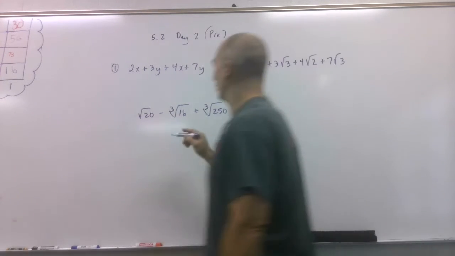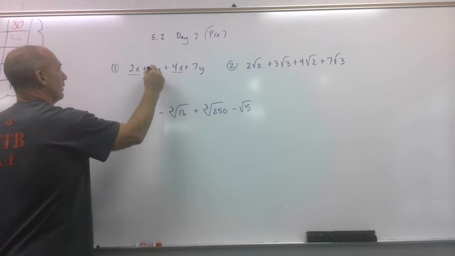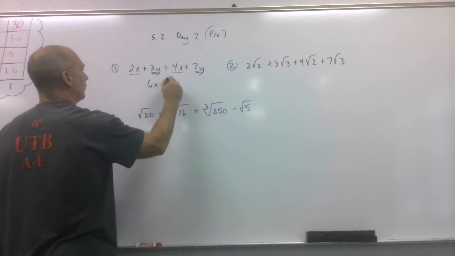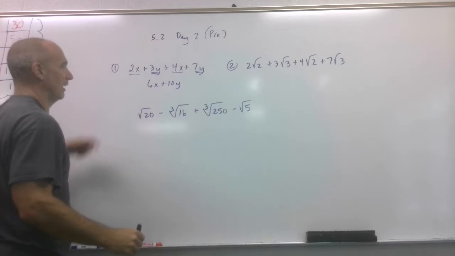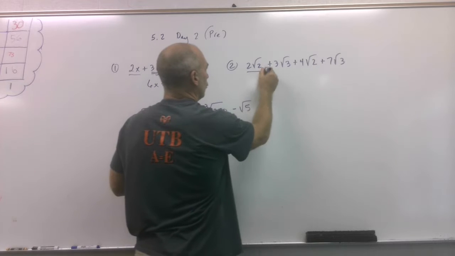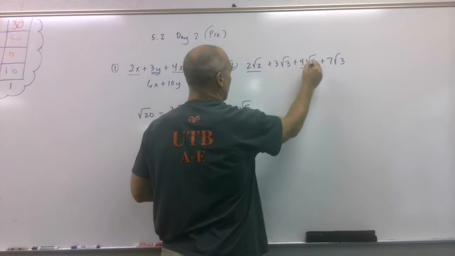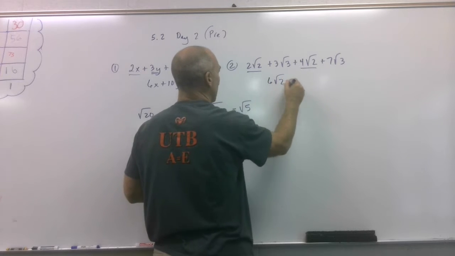And what you guys might be used to is stuff like this. 2x plus 4x is 6x. 3y and 7y gives me 10y. Pretty simple. Take that same concept, apply it to radicals. We got 2 square root of 2 plus 4 square root of 2. That's like 2 bananas plus 4 bananas is 6 bananas.